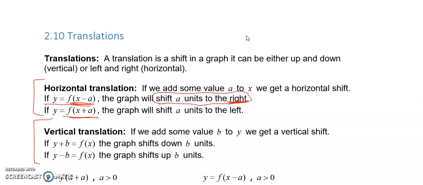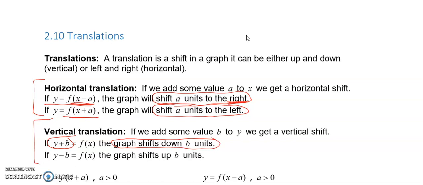Replacing x with x plus some number will shift the graph that number to the left. Again, the opposite to what you might expect. A vertical translation, down below that: if you replace y with y plus b, now you might be thinking, shouldn't that move it up? Well, the answer is no. Again, it's the opposite to what you would expect. The graph will actually shift down b units.